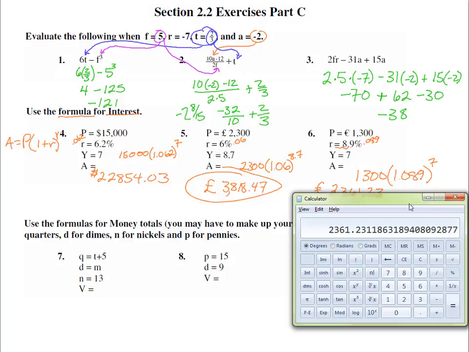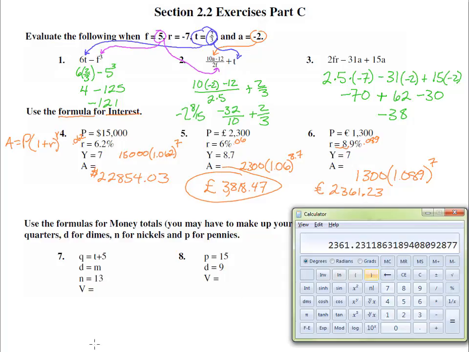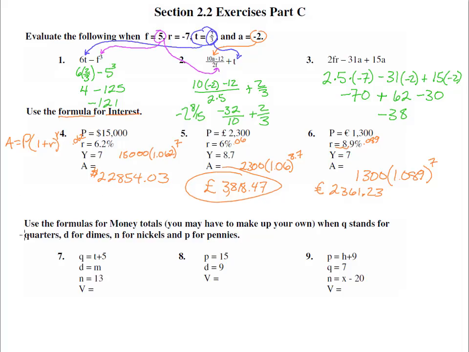and say, I need to stick in 1.089 to the 7th power and hit equals, and times that by the beginning number, and it would come out to give you the exact same answer. Let's double check that. And yes, we have 2,361.23. Good.